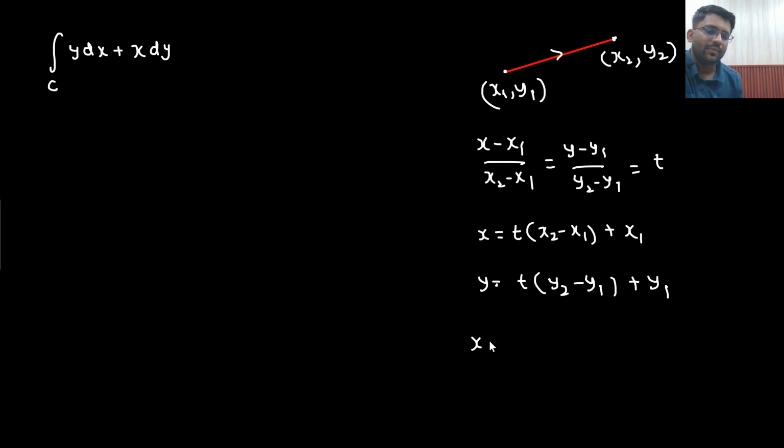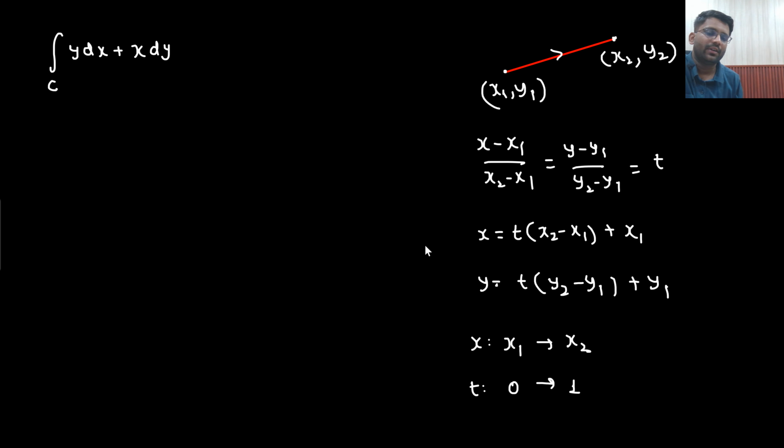So x is going from x1 to x2. If the value of x is x1, then the value of t is 0. And if the value of x is x2, then the value of t is 1. So t is going from 0 to 1. I hope you have understood.